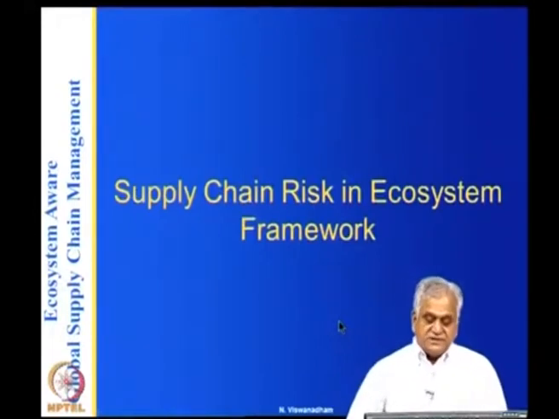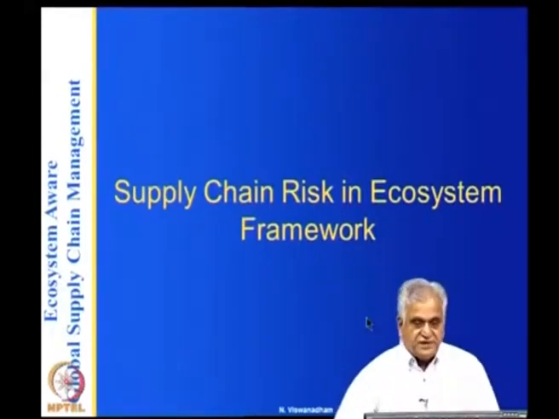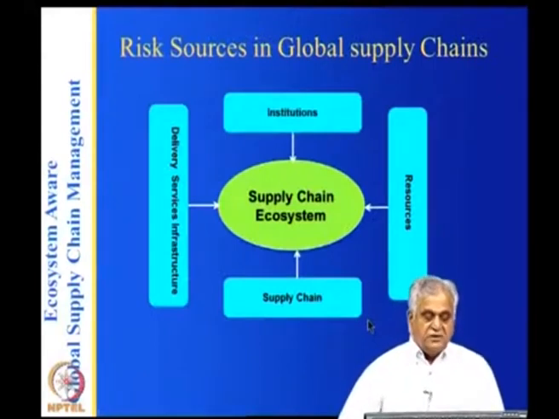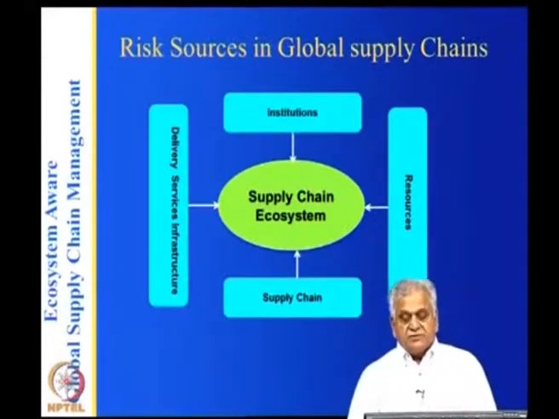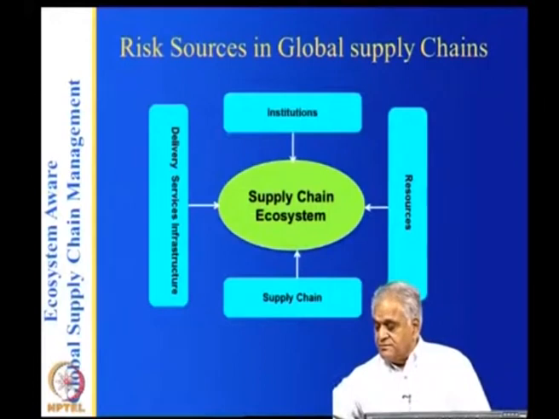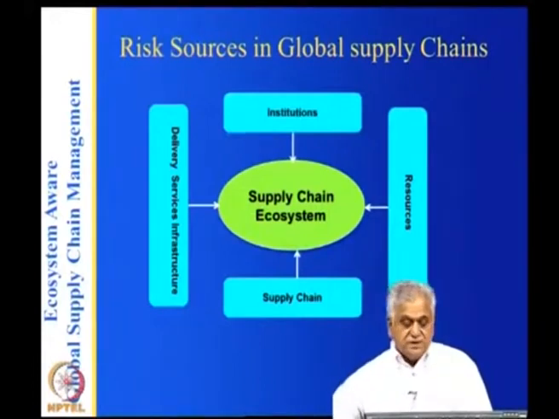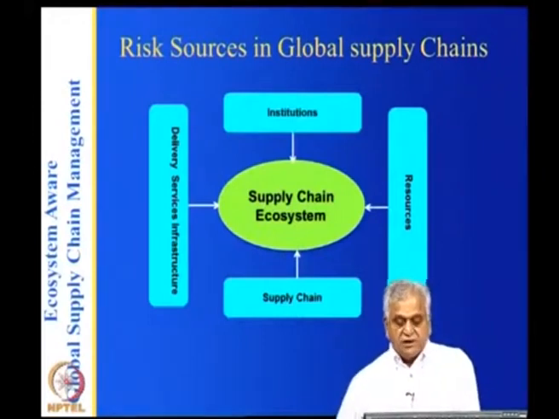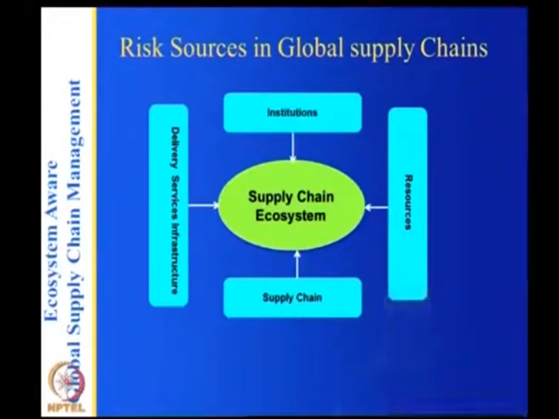So supply chain risk in an ecosystem framework, what is it? You have risks in the global supply chain. As we saw earlier, there is the supply chain, there are resources, there are the institutions, and there are the delivery infrastructures. And all of them can contribute to risk. We are going to see how each of them contributes to risk.